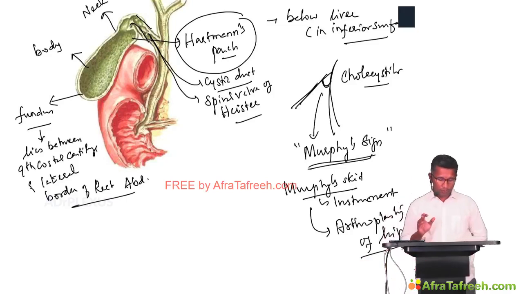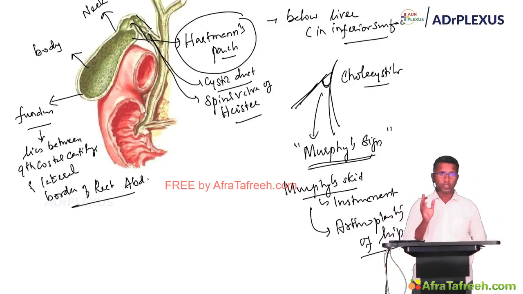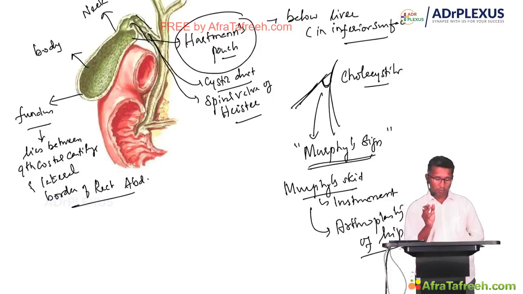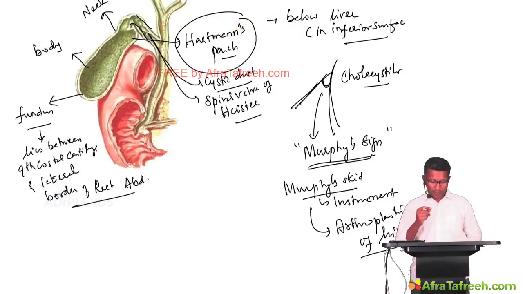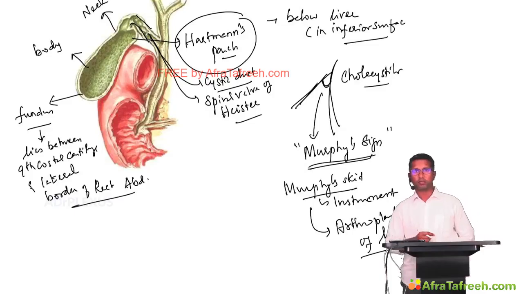So you have a pouch in the neck region called Hartmann's pouch. From Hartmann's pouch you get a duct called the cystic duct, and this cystic duct contains a spiral fold of mucous membrane which is called the spiral valve of Heister.